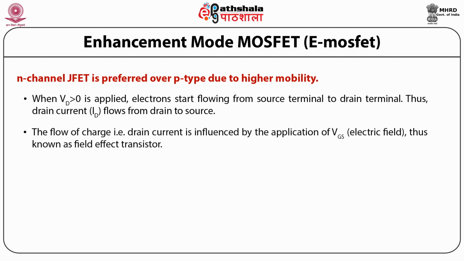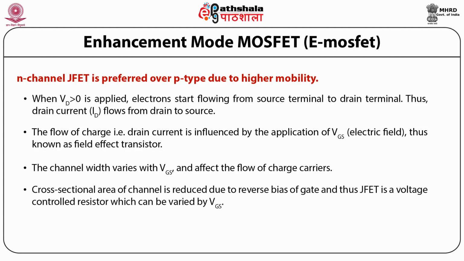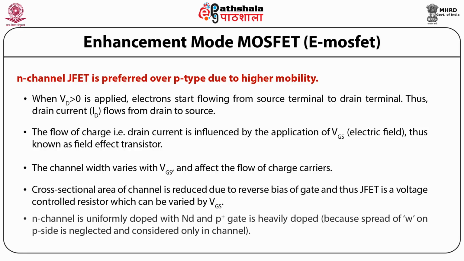So, the flow of charge, that is drain current, is influenced by the application of VGS. Thus, it is known as field effect transistor. Now, the channel width varies with VGS and affects the flow of charge carriers. The cross-sectional area of the channel is reduced due to reverse bias of the gate, and thus JFET is a voltage controlled resistor which can be varied by varying the voltage VGS. The N channel is uniformly doped with ND, and the P plus gate is heavily doped, so the spread of W on the P side is neglected and it is considered only in the channel.